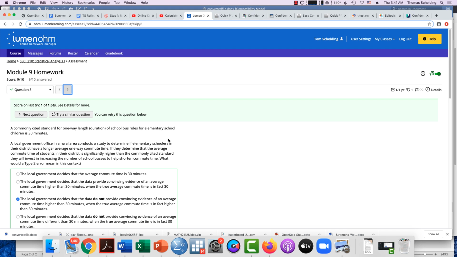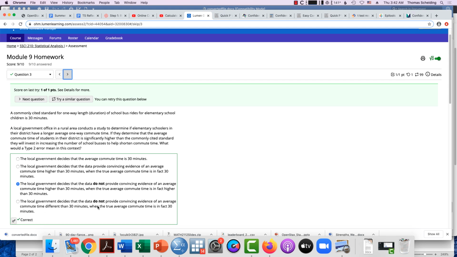So we're running a test here. We want to see how long it takes kids, how long they're riding the school bus. And we're asked here, what would a type 2 error mean? Remember, again, that the type 2 error, that's the false negative. So that would be that the data would say that we aren't higher than 30 minutes, when in fact it is higher than 30 minutes. So it's a definitional thing of what is a type 2 error.